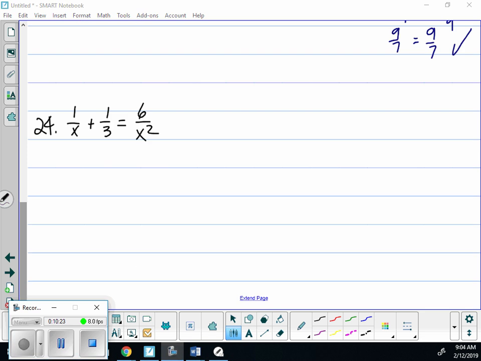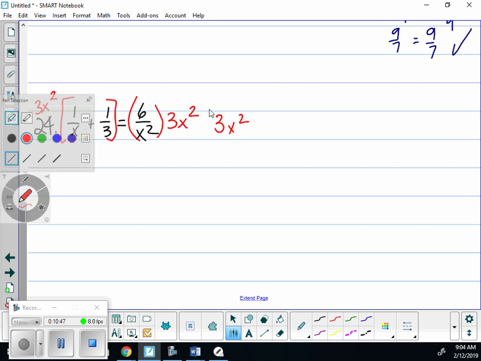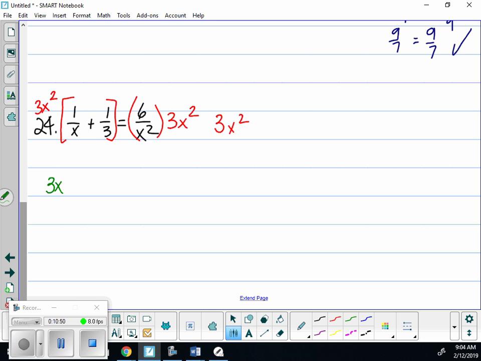Okay, so if we look at this one, we have an x, we have a 3, we have an x squared. The common denominator, we need to have a 3 and the higher power of x, which is going to be x squared. So multiply both sides by 3x squared. So I'd have 3x squared times 1 over x plus 3x squared times 1/3 equals 6 over x squared times 3x squared.